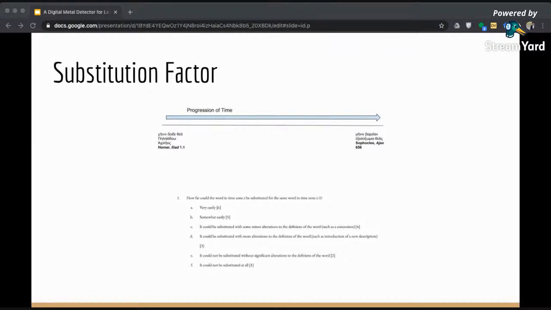And what we're asking is, this word mēnis, the sense in both cases, could they easily be substituted for each other? Could they easily mean the same thing as each other? Now, in this case, yes, they do, because Sophocles, as has been noted in commentary, is probably actively imitating Homer here. So the substitution factor tells us how close two senses are to each other from the philological data. And it enables us to craft a hypothesis.